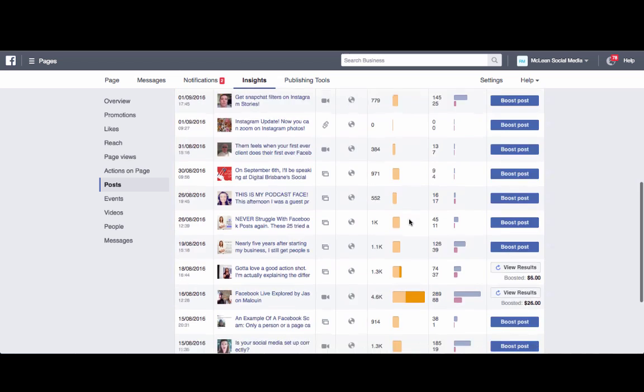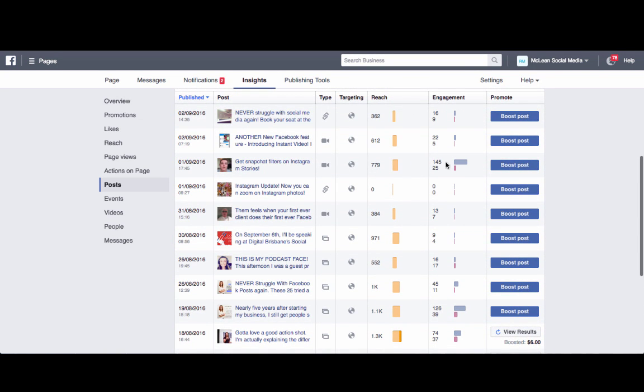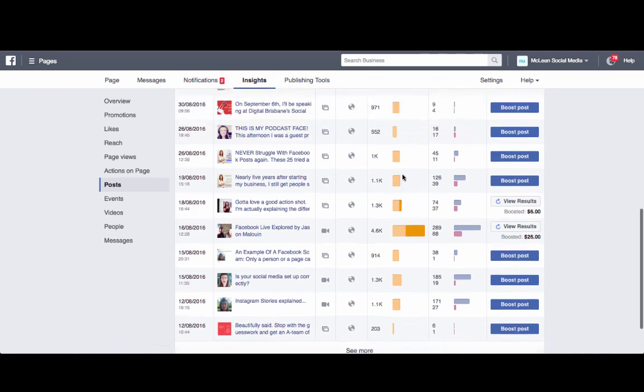The other thing to look at is sometimes you'll do a post and it won't reach that many, but it will have a huge amount of engagement. So the few that you did reach, for whatever reason, they were really, really into that particular post. And that could be to do with the topic that you posted about or the type of post that you did. So scroll through this, look for patterns.